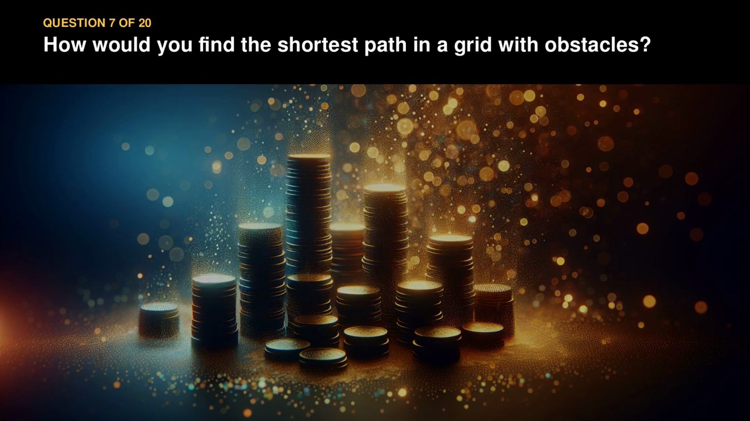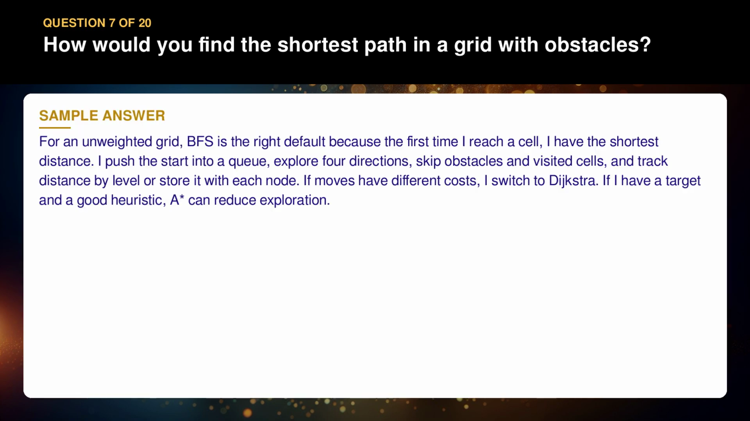Question 7. How would you find the shortest path in a grid with obstacles? For an unweighted grid, BFS is the right default because the first time I reach a cell, I have the shortest distance.